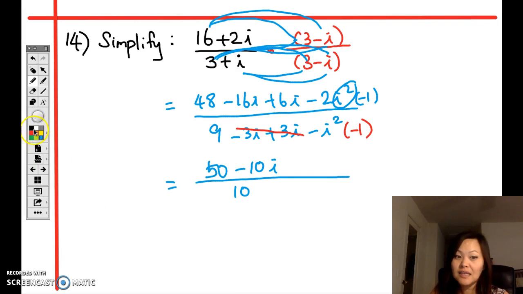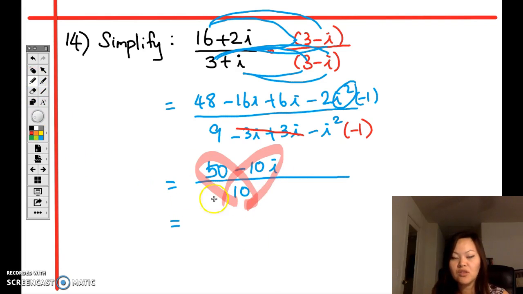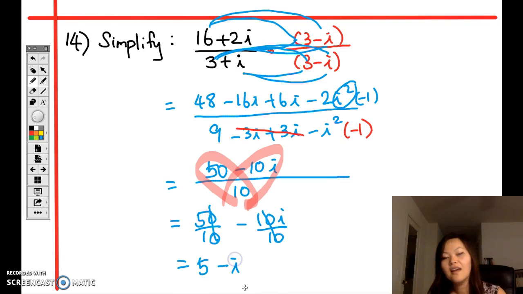You know that we're not done, right? So what we have to do is separate it. That's the easiest way. I told you in class, let's do the heart: this side of my heart and that side of my heart. But if that's too hard for you, just separate it. So you can just do 50 over 10 first, and then minus 10i over 10. Now it's easy. This is 5, and this is minus i. And that would be your answer for number 14.